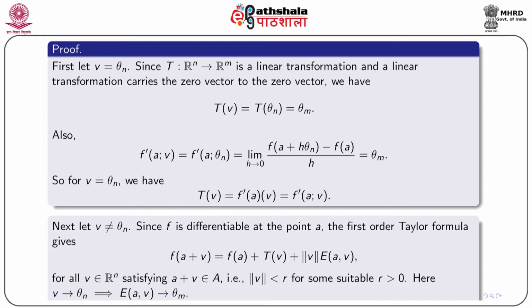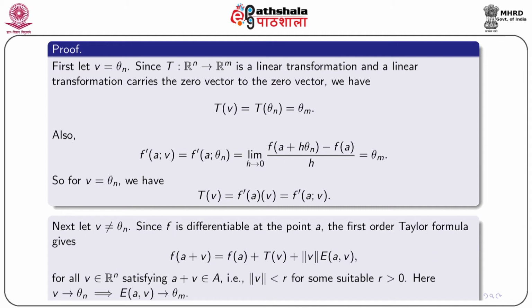Now we check the other side. The vector derivative f'(A;V) equals f'(A; θn), so this is the limit of [f(A + hθn) − f(A)]/h as h approaches 0. The numerator is nothing but f(A) − f(A), that is θm, so we have θm. So, for V equal to θn, we have T(V) and the vector derivative f'(A;V) both equal.